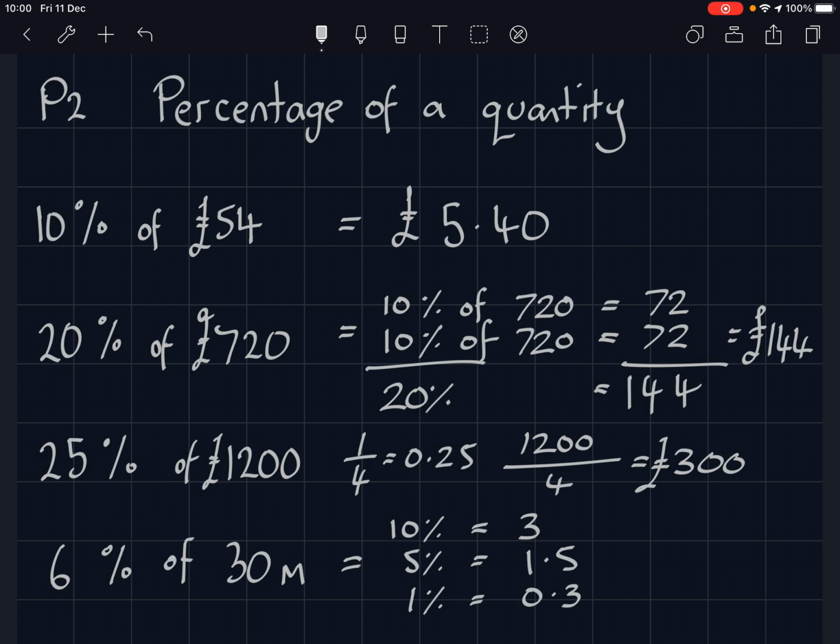So now I know that 5% is 1.5, and I know that 1% is 0.3. I can add those two together. My 6% is equal to 1.8. And it will be 1.8 meters, because that's the unit of the problem. And I shall see you in P3.